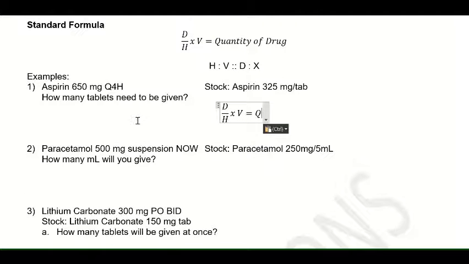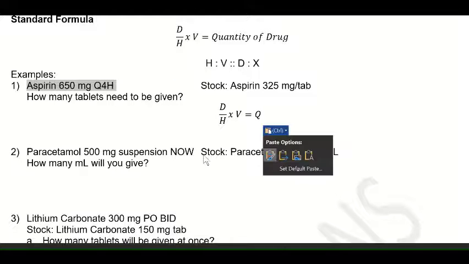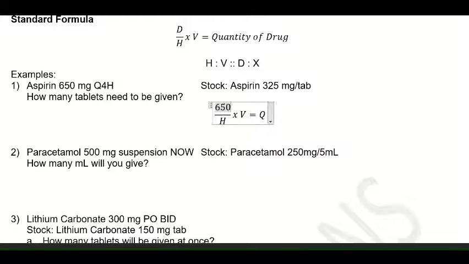Let's have the first example. The doctor ordered aspirin 650 milligrams every 4 hours. Side learning: aspirin is a blood thinner. Nursing intervention: risk for bleeding. Now, what's the desired dose? Desired is the doctor's order. It says here 650 milligrams every 4 hours. Let's see if we can use that detail later on.